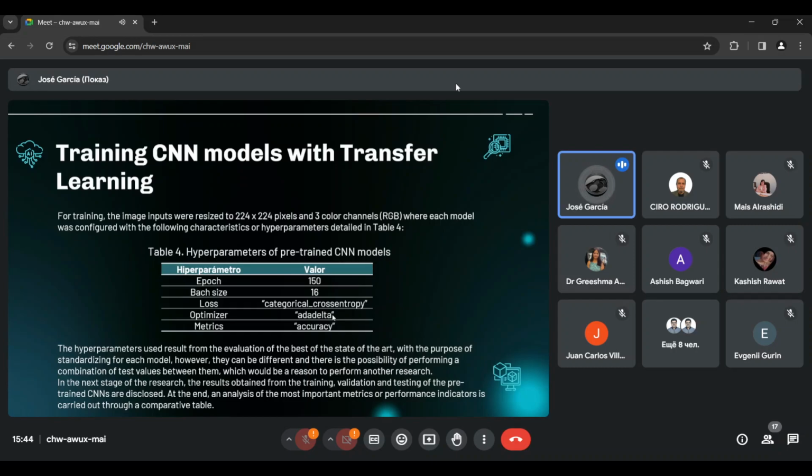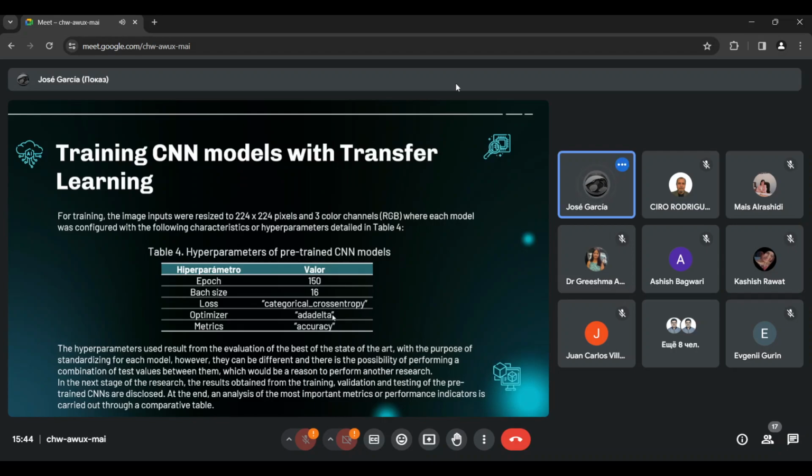We use 150 epochs, batch size 16, loss categorical cross entropy, optimizer Adadelta, and the metric, the most important, is accuracy. The hyperparameters used result from evaluating the best of the state of the art with the purpose of standardizing for each model. However, they can be different, and there is the possibility of different performance with a combination of other values between them, which would be a reason to perform another research.